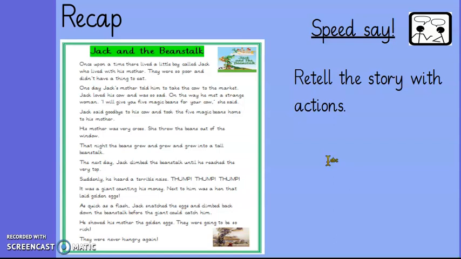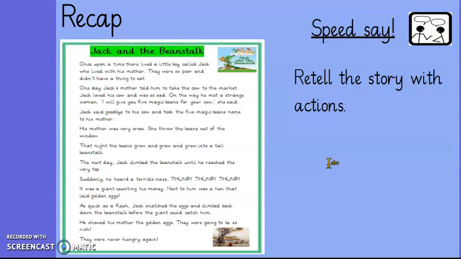The next day, Jack climbed the beanstalk until he reached the top. Suddenly, he heard a terrible noise. Thump, thump, thump. It was a giant counting his money. Next to him was a hen that laid golden eggs. As quick as a flash, Jack snatched the eggs and climbed down the beanstalk before the giant could catch him. He showed his mother the golden eggs. They were going to be so rich, and they were never hungry again.